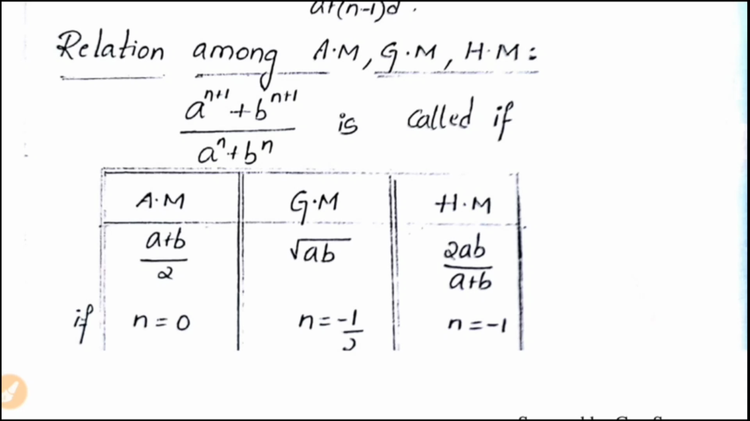If n is equal to minus 1 by 2, we will get the answer root ab, means geometrical mean. If n is equal to minus 1, then we get 2ab by a plus b, that is called harmonic mean. So this is the concept of progressions.